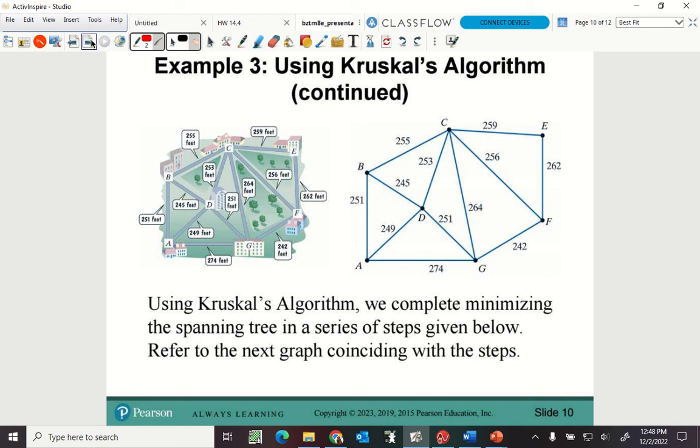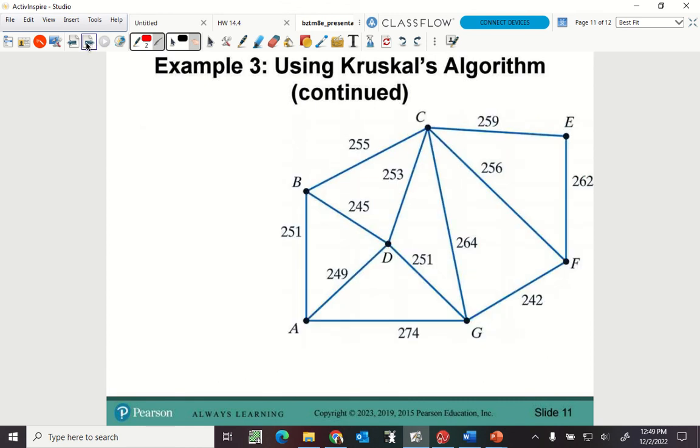All right. So, using Kruskal's algorithm, we complete a minimum spanning tree in a series of steps. What we're going to try and do is connect all these using Kruskal's algorithm. I'm going to show you step by step because I'm pretty sure you would fall asleep if you tried reading all those steps. So, this is what you're going to do. Start with the smallest number. Find the smallest number. 242? Yeah. Good. Draw that one. So that's one that I'm going to use.